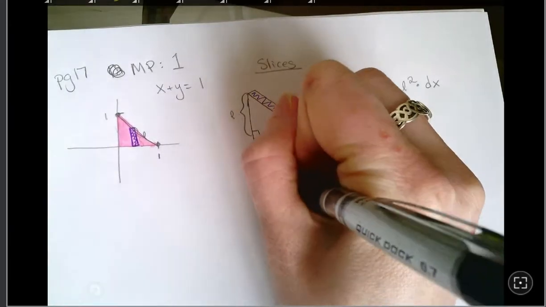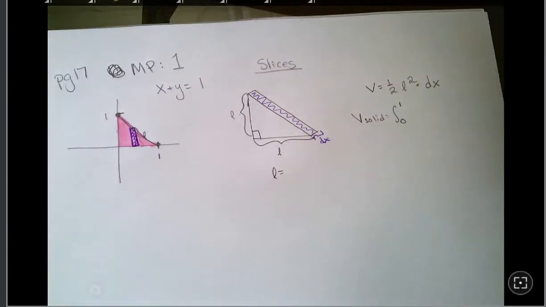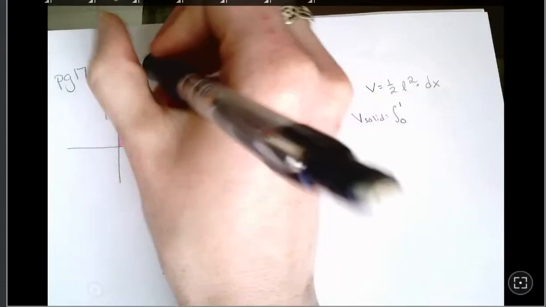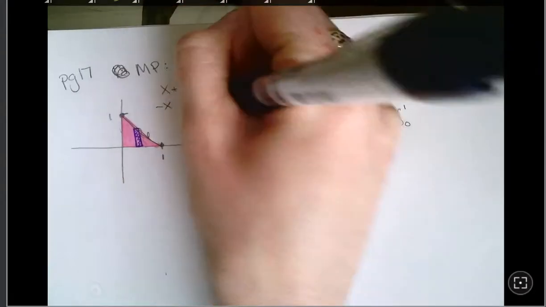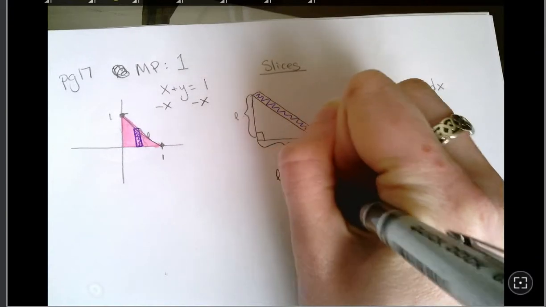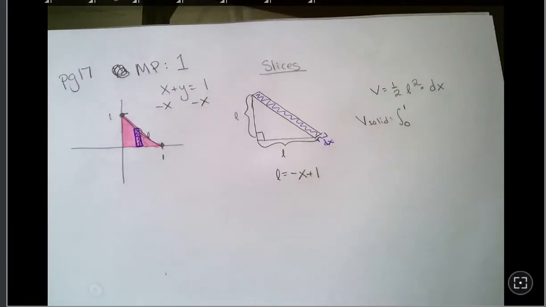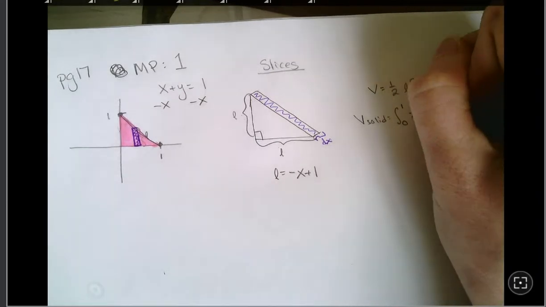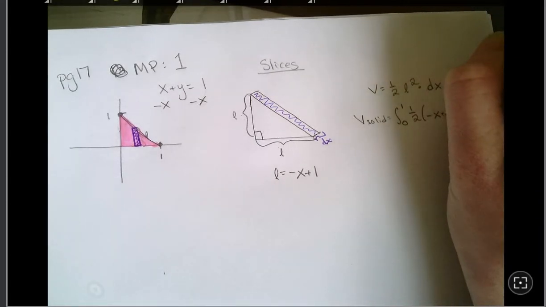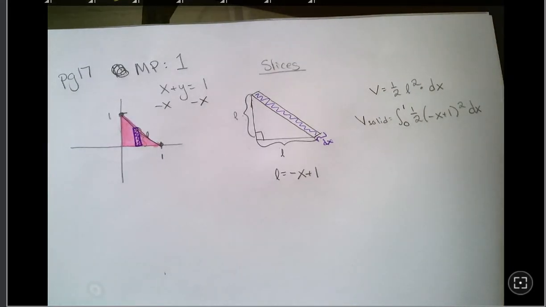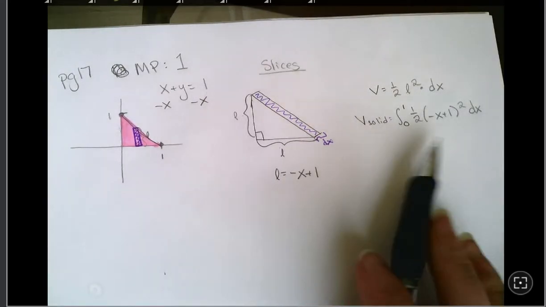My L in this case is just the height of that function here. If I want it in terms of x, I'm just going to subtract my x over. So what that means is L is just equal to negative x plus 1. So here, integral 0 to 1, this is now a 1/2 (negative x plus 1) squared dx. Okay, from here we just need to solve our integral.